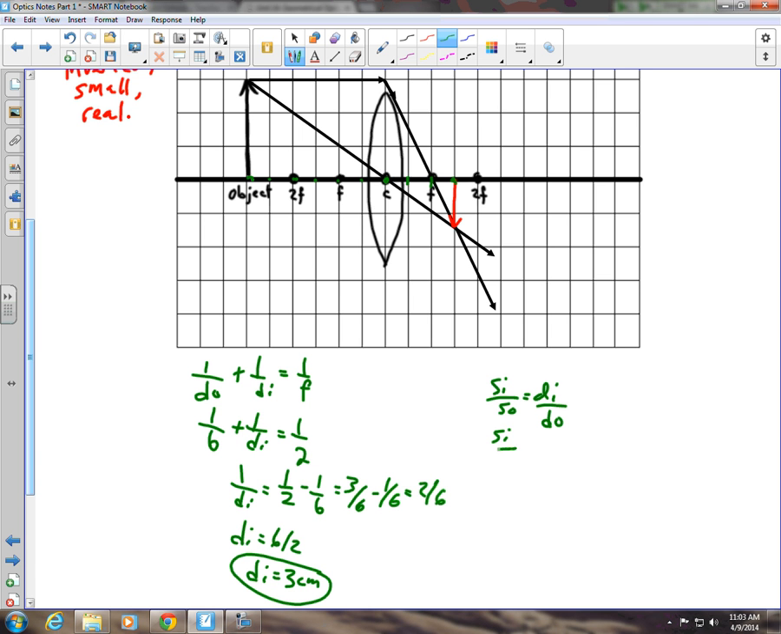Now, SI over SO equals DI over DO. The size of the image is over SO, the size of the object is 1, 2, 3, equals DI, which we just found was 3, over DO, DO was 6. If I solve this, I'll get SI is 1.5 centimeters. And sure enough, the height of the image from the principal axis to the tip of the image is 1.5.